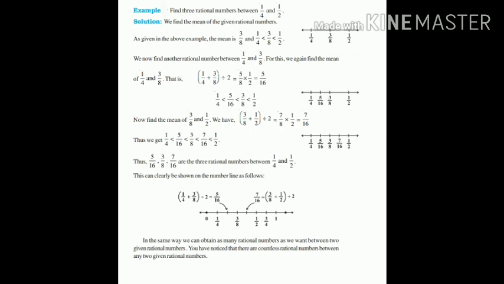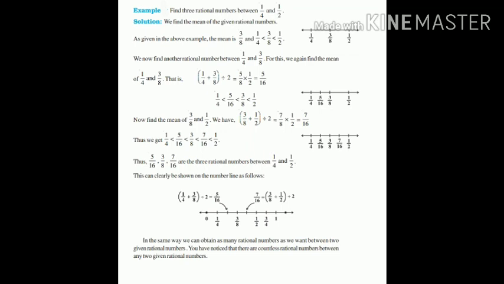Let's see a new thing now. Find rational numbers between given two rational numbers. The example here says: find 3 rational numbers between 1/4 and 1/2.